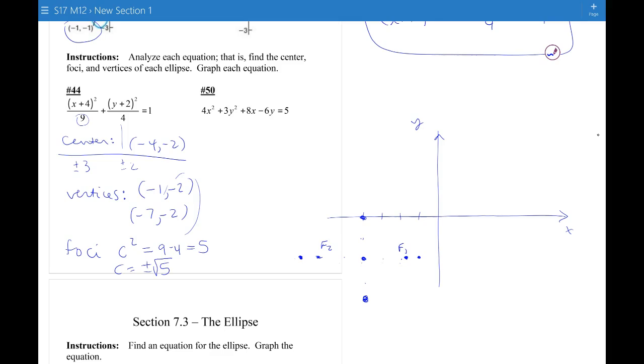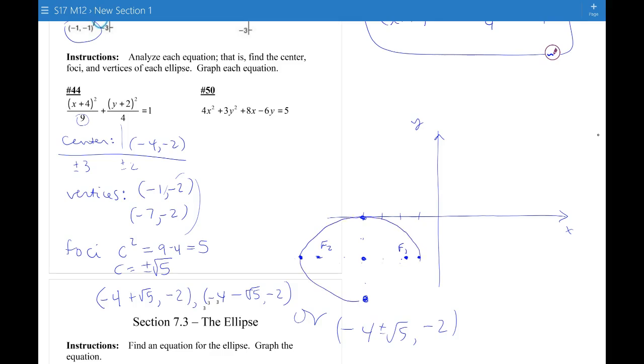But now notice to write the coordinates of the points, you have to say, well, I'm starting at -4, and then I'm going plus √5, and the y coordinate stays at -2. Or I'm going from -4 backwards √5, and my y coordinate is staying -2. So you could say (-4 ± √5, -2) for me, but my MyMathLab is not going to like that. And then don't forget to actually draw the ellipse.